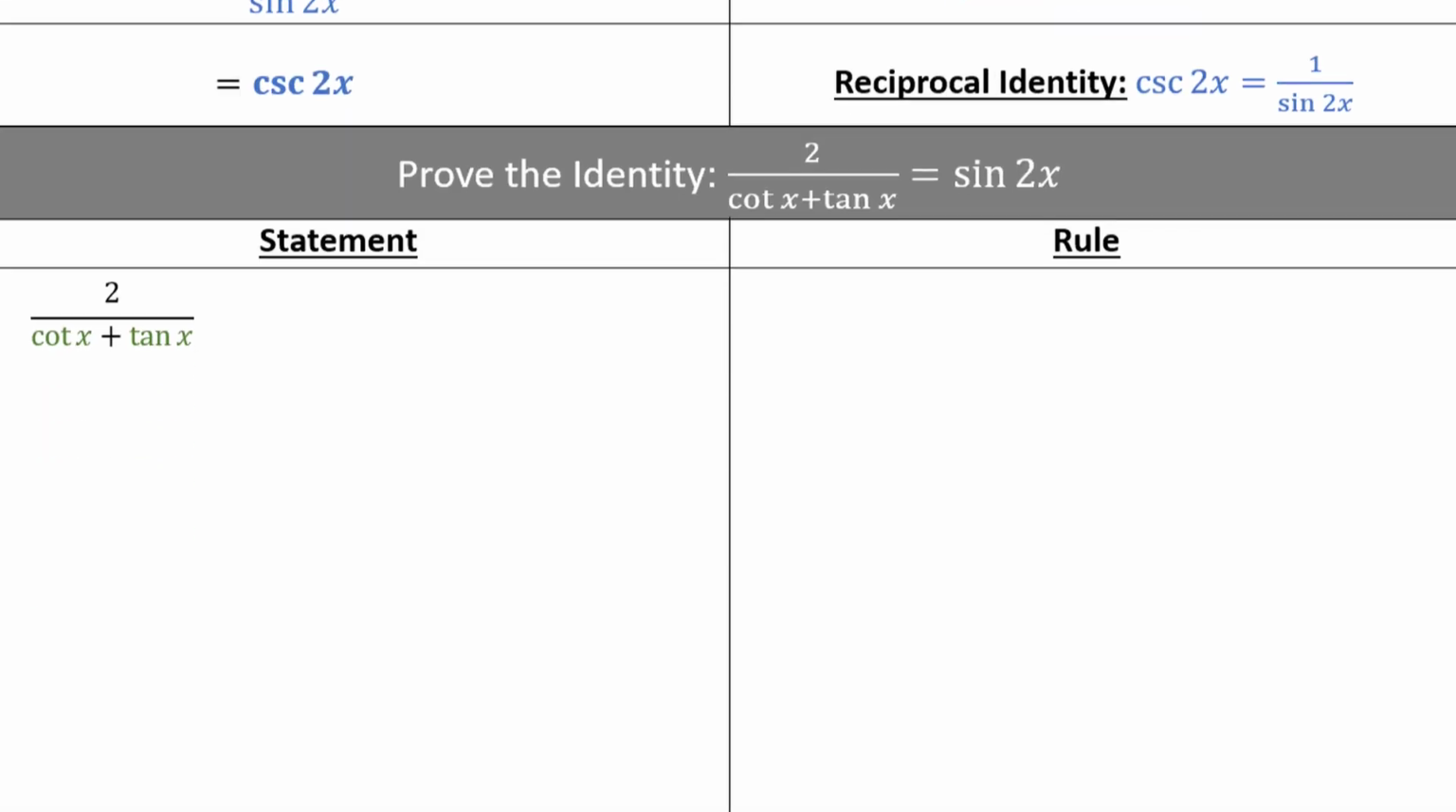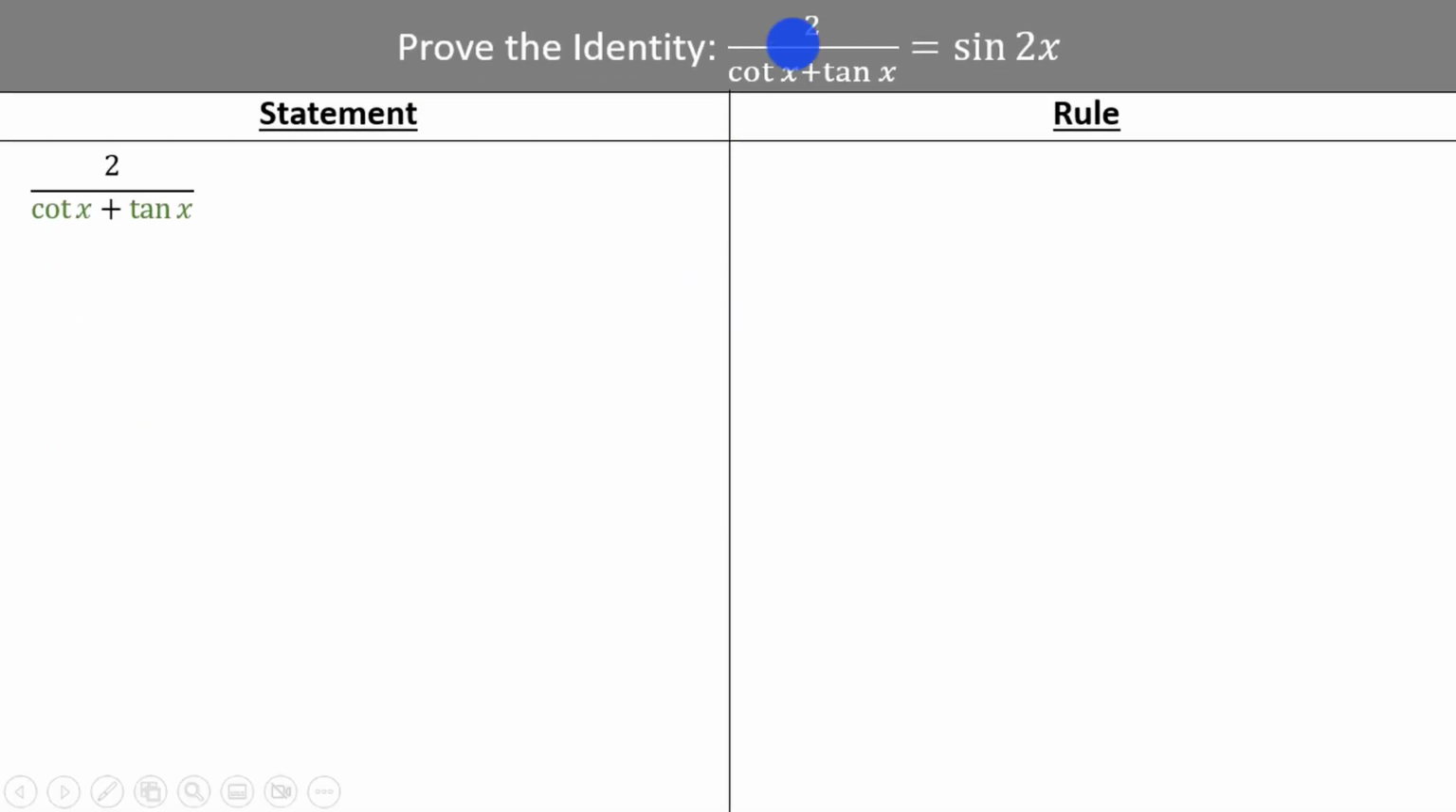Let's try another one. We are asked to prove 2 over cotangent of x plus tangent of x is equal to sine of 2x. Let's start to work with the left-hand side. It might not be super clear what we should do first. Let's try converting cotangent and tangent into sines and cosines.